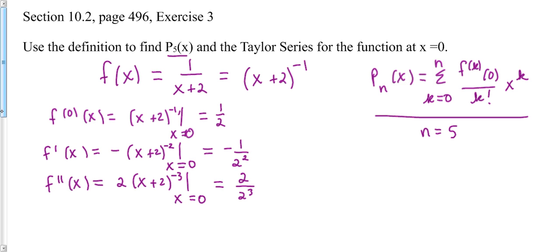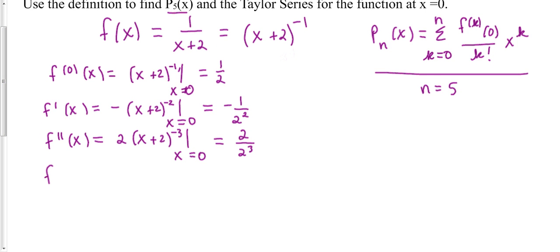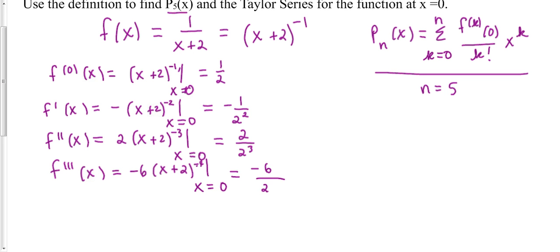Let's come down a little bit here. And we're going to take our third derivative. And again, we're going to bring our exponent down. So we're going to have negative 6 times x plus 2, now to the negative 4. Evaluated at x is equal to 0, and that's going to give us negative 6 over 2 to the 4.